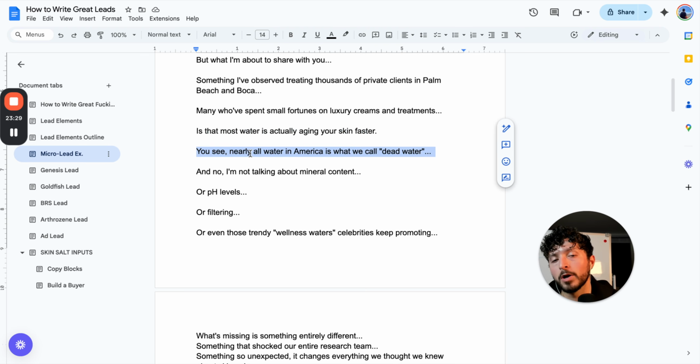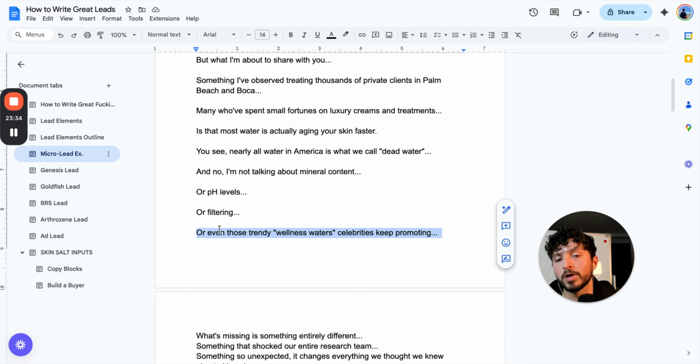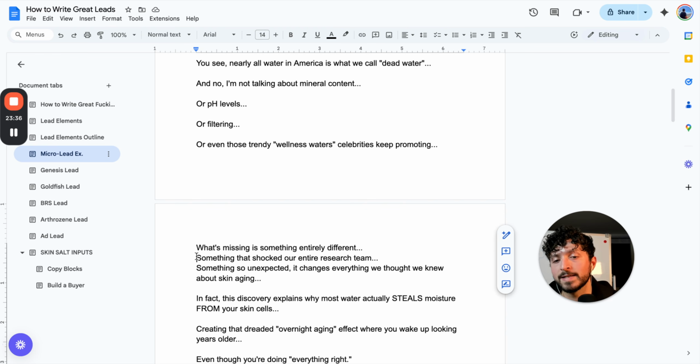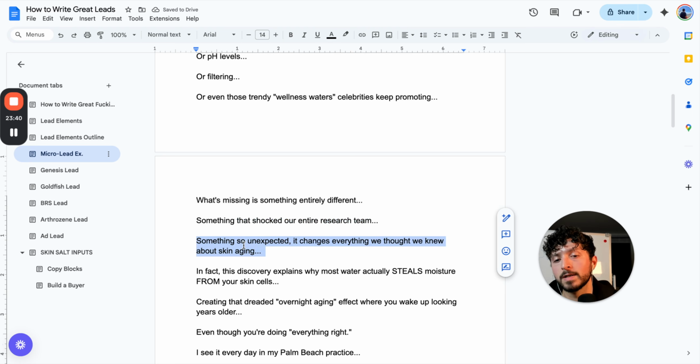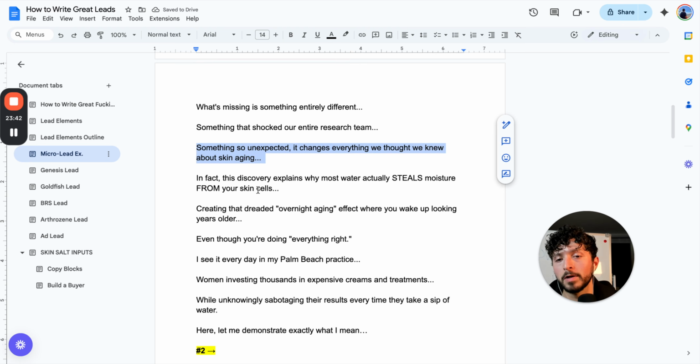Nearly all of the water in America is what we call dead water. I'm not talking about mineral content or pH levels or filtering or even those trendy wellness water celebrities keep promoting. What's missing is something entirely different, something so shocking it shocked our entire research team, something so unexpected it changed everything we thought we knew about skin aging. In fact, this discovery explains why most water actually steals moisture from your skin cells, creating that dreaded overnight aging effect where you wake up looking years older.